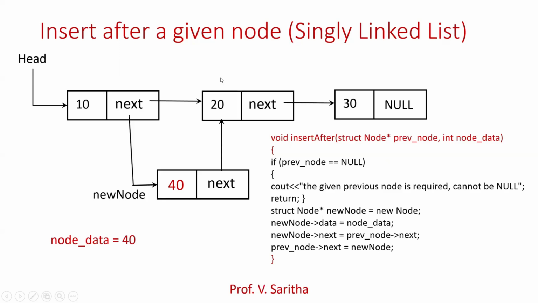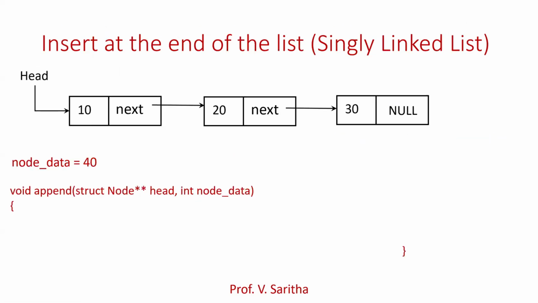Once we link like this, the existing link between the head node and the second node should be removed. That is, this arrow will be erased like this. Now you can observe the links: the first node is 10, then 40, then 20, then 30.